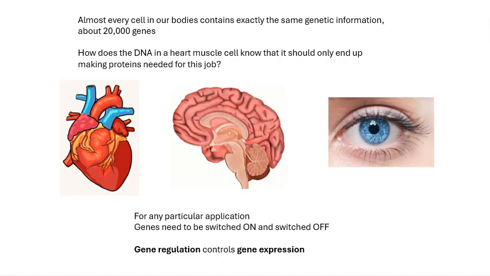But in any part of your body, you don't need all of that. So for any particular application, genes need to be switched on and switched off. On if they are needed, and obviously off if they are not needed, which will be most of them, most of the time. And that's called gene regulation. And gene regulation controls gene expression. In other words, whether the gene is actually switched on and does something and expresses itself.